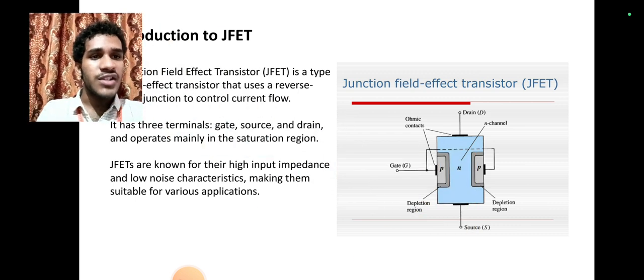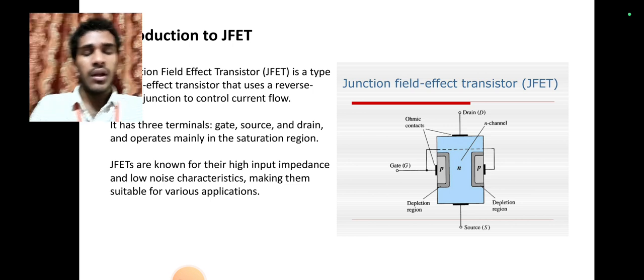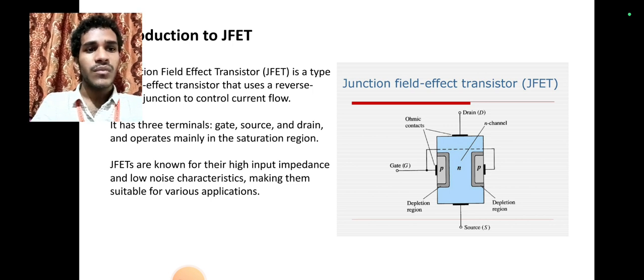We can observe the picture of a junction field effect transistor, JFET: gate, source, and drain. It is an N-channel JFET because the channel is N type. The P substrates are on the left and right sides, with ohmic contacts, gate G, depletion region, and ohmic contacts.